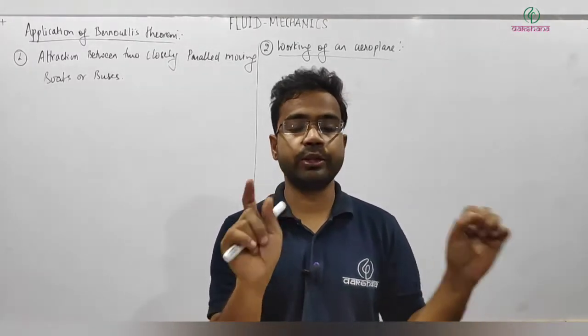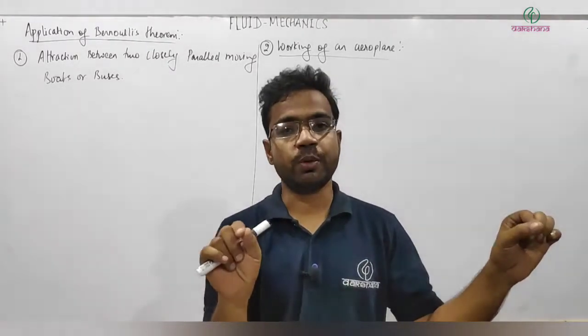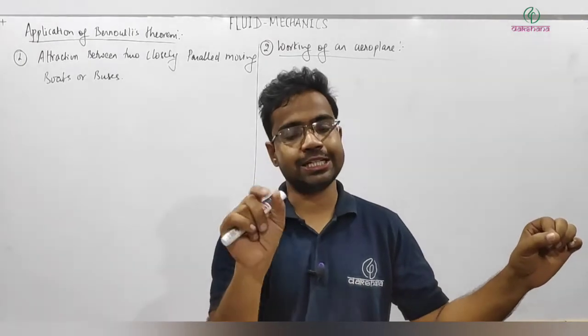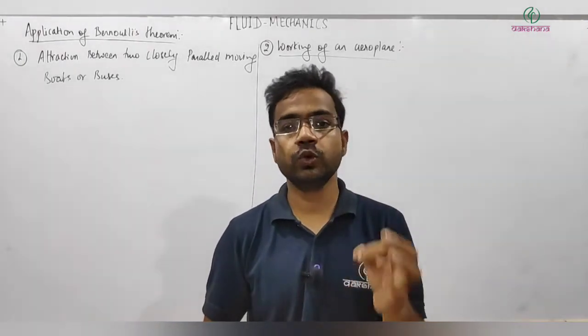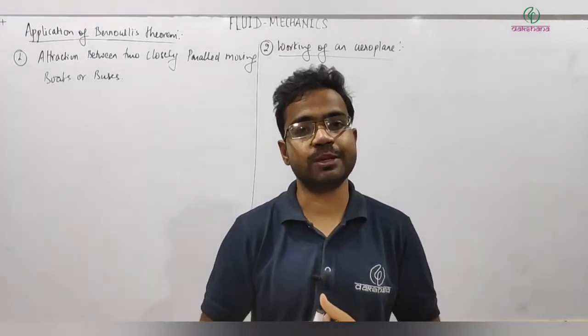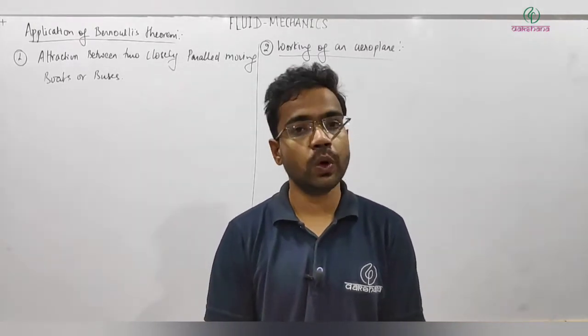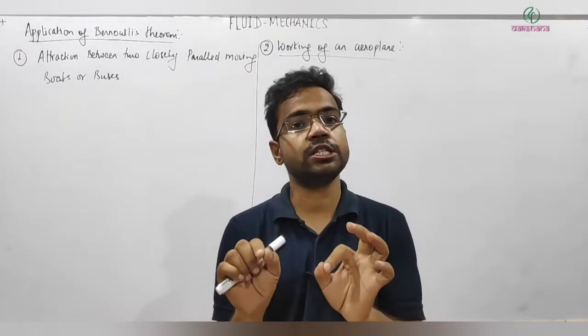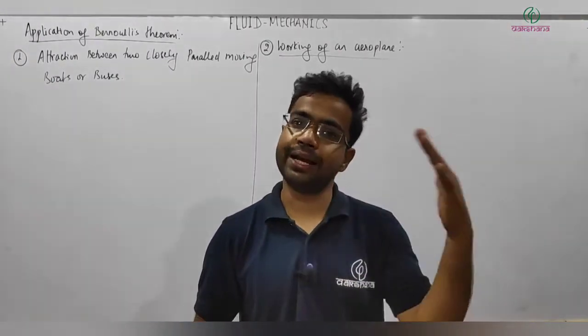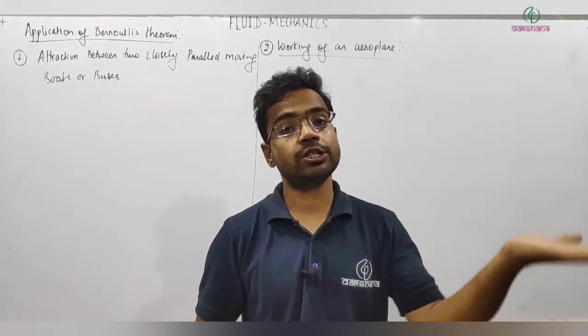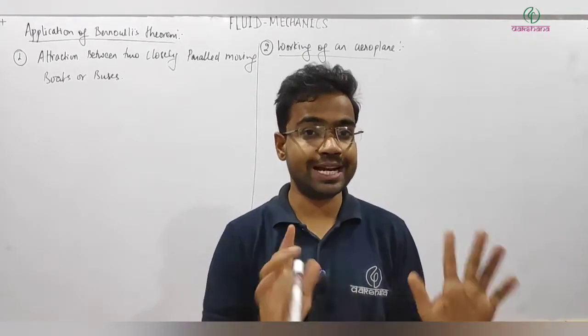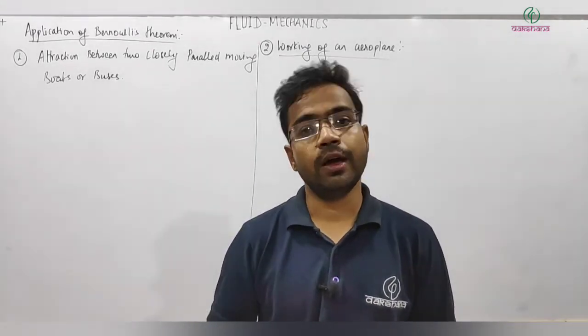Next comes the pressure relation between two points, one having high velocity and another having low velocity. This too we derived with the help of Bernoulli's principle. We saw that where the velocity is low, the pressure will be higher, and where the velocity is high, the pressure will be lower. That is what we discussed up to the last class.